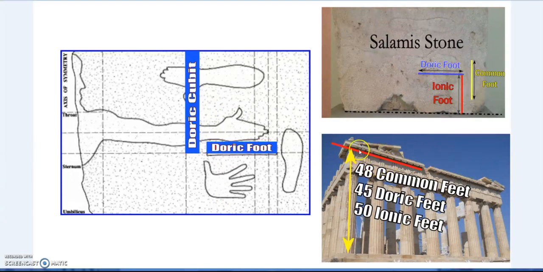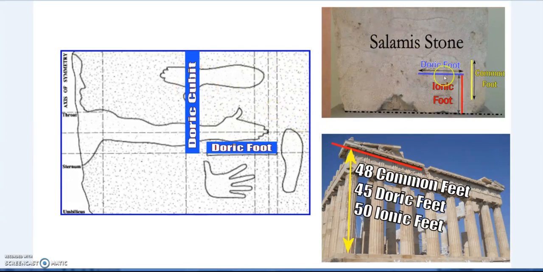The height of the columns, including the entablature, is 48 common feet, which is equal to 45 Doric feet, which is equal to 50 Ionic feet. Just like the capstone at the Red Pyramid, this is a conversion tool between multiple sets of ancient measure, also incorporating very important geometric features in there as well.